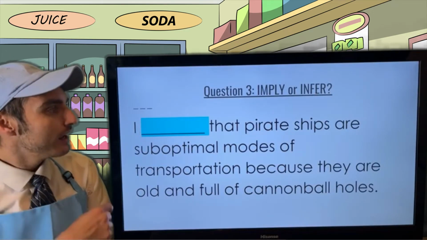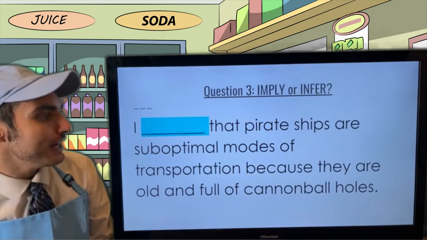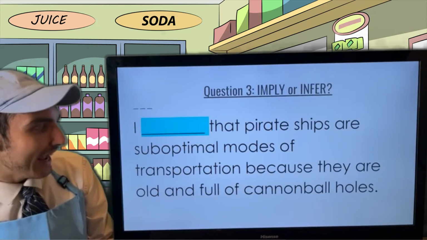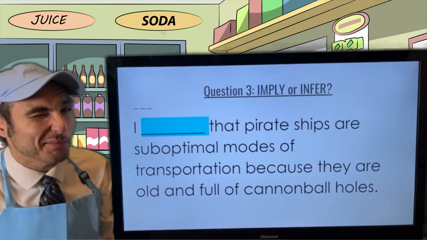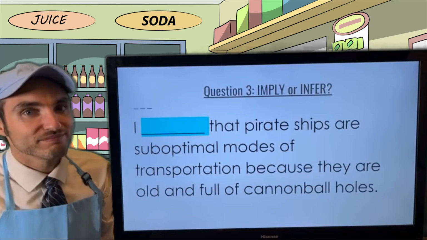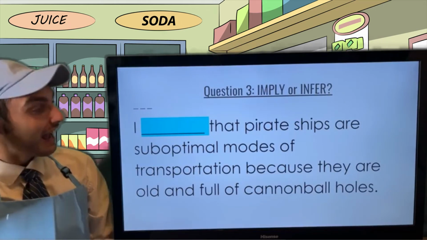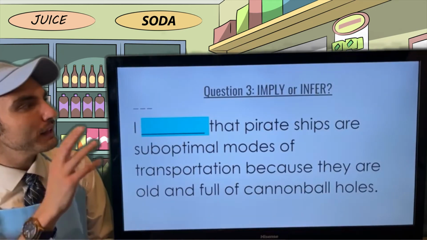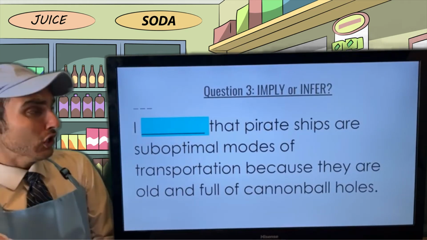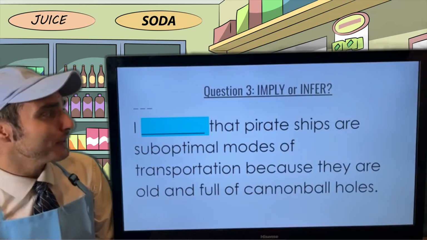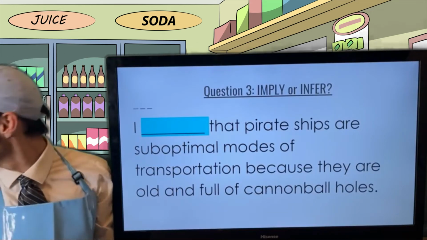Question 3. I blank that pirate ships are suboptimal modes of transportation because they're old and full of cannonball holes. Yo ho, a pirate's life for me. I'm not a pirate. But what I would like you to do is fill in the blank with either imply or infer. Put it in there before those rapscallions and pirates take it away. So, imply or infer.